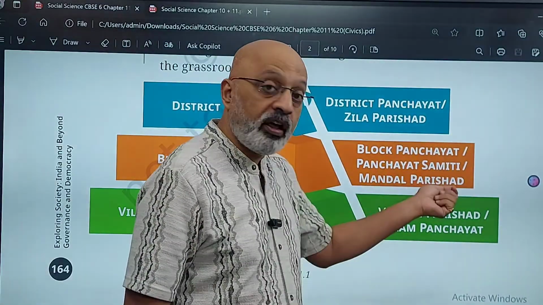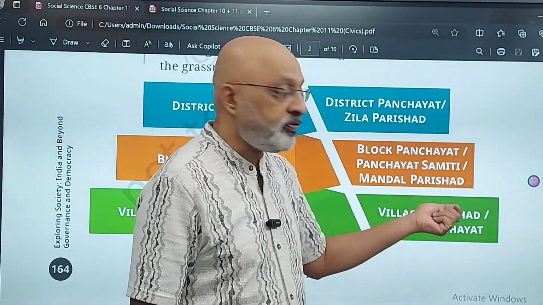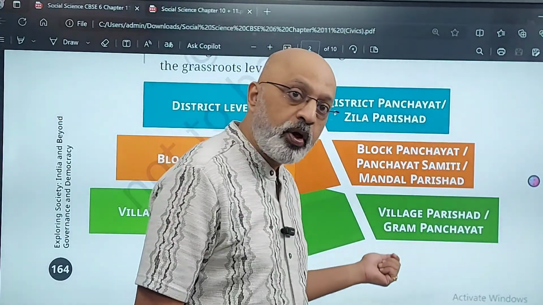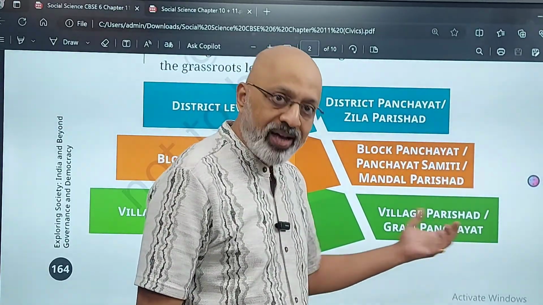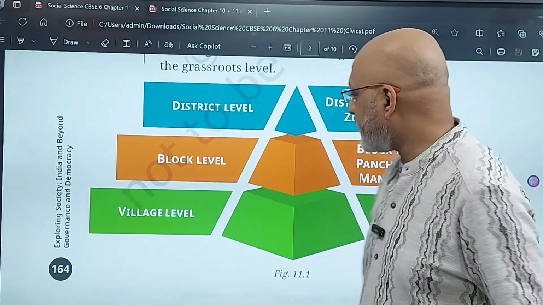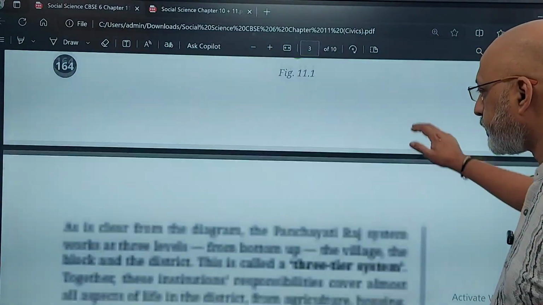Under the Zilla Parishad chief there will be, let's say, 10 Mandal Parishad chiefs. Under each Mandal Parishad chief there will be all the villages, which will have a Sarpanch and a Panchayat committee. Okay, so that's how it works.